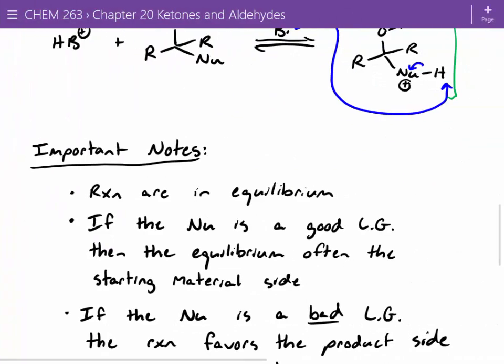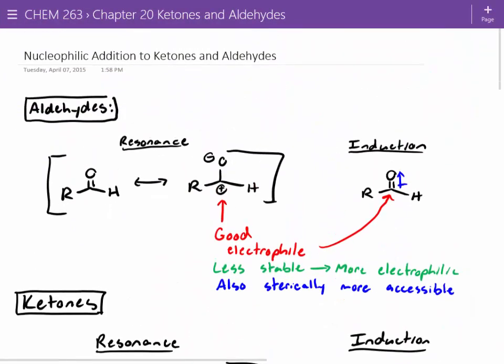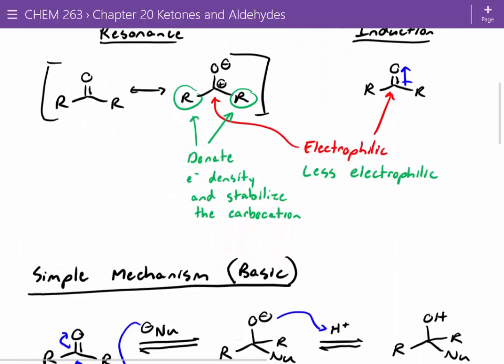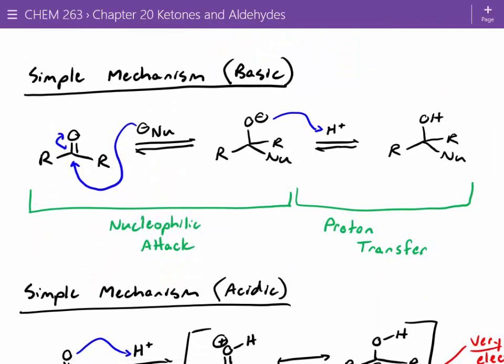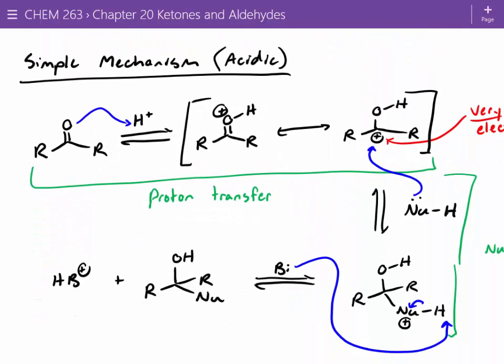All right, so yesterday we finished up talking about nucleophilic addition to ketones and aldehydes, and we said that aldehydes are more reactive because they're less stable. That means they're better electrophiles. And then we went through the simple mechanisms where we just use generic Nu as our nucleophile. We went through both of those. We said the difference was with the basic mechanism, we have nucleophilic attack first, followed by proton transfers. And then with the acidic mechanism, you have your proton transfer first, followed by your nucleophilic attack.